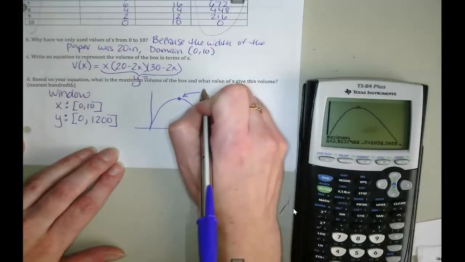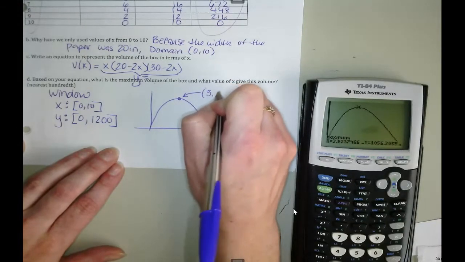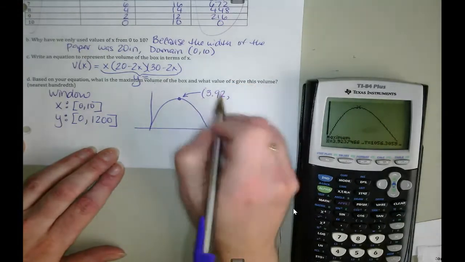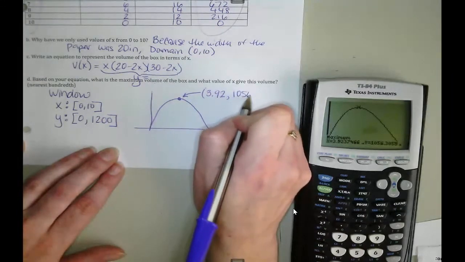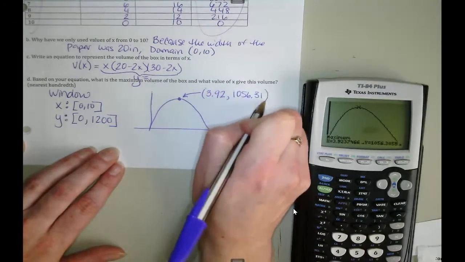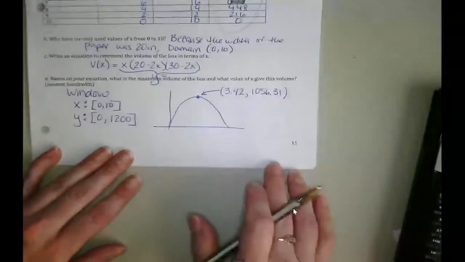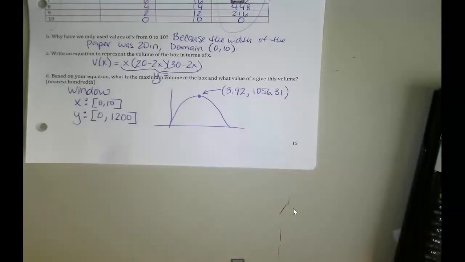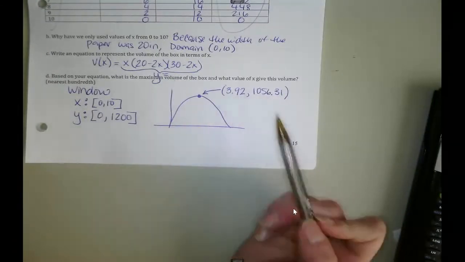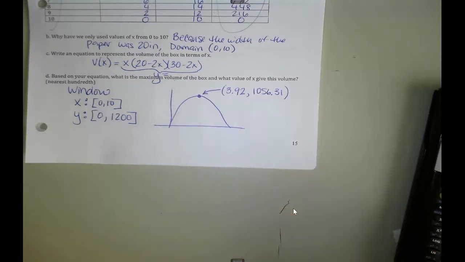So my max point is 3.92, comma, 1,056.31. Now the question comes into play. It's asking for 2 answers, and obviously my coordinate point has 2 things. You just have to remind yourself, what did you plug in?